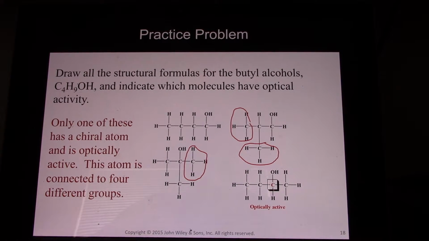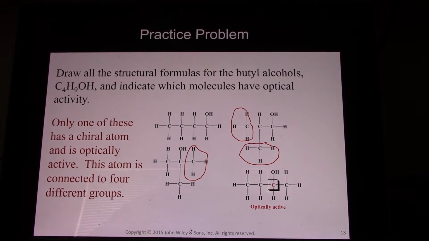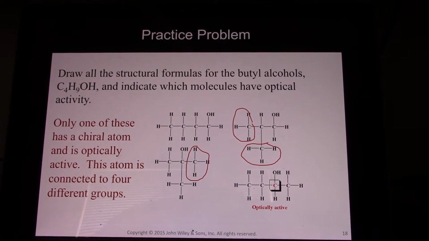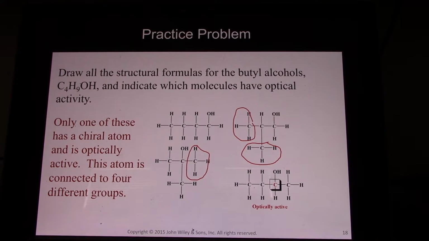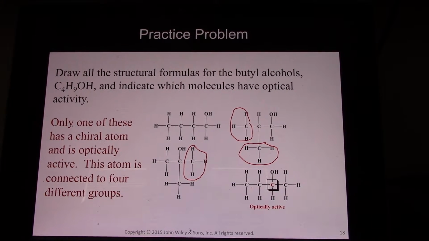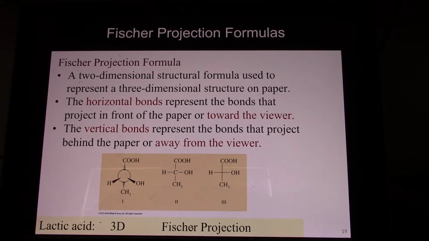Only here in 2-butanol do I finally find a carbon that has 4 different groups on it: an OH group, a methyl group, a hydrogen, and an ethyl group. All 4 are different from each other, and therefore I finally have a chiral carbon, and I finally have an optically active molecule.